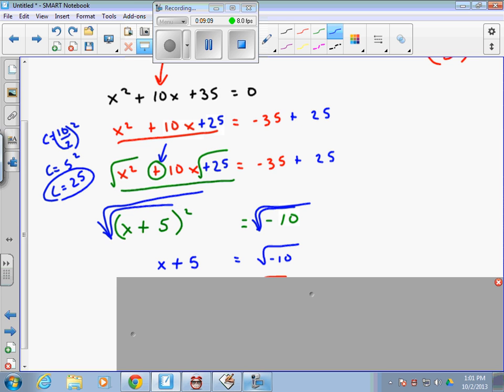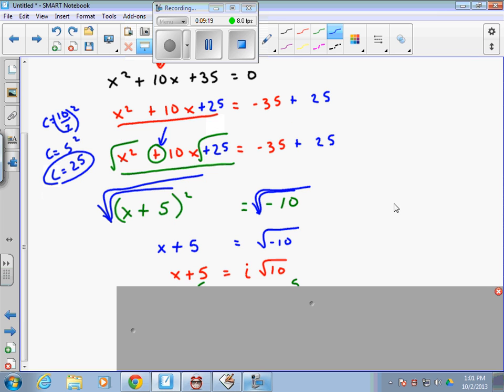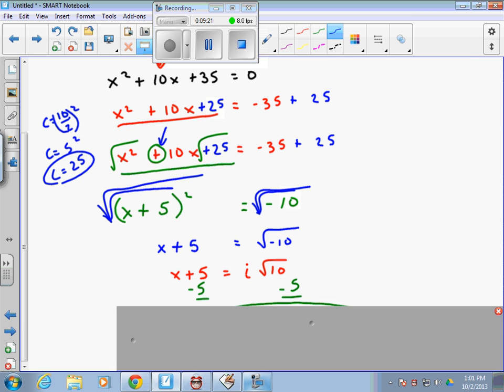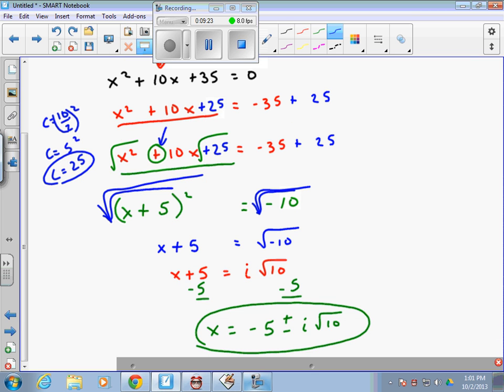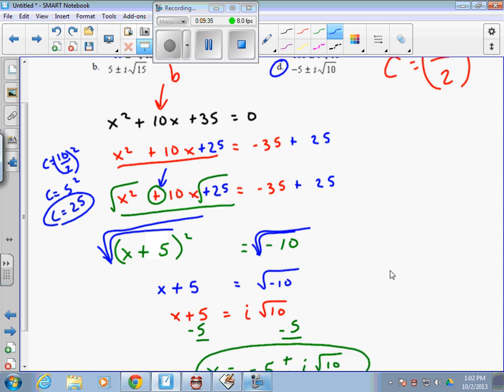But remember, you can't have a radical with a negative under it. So in order to take the negative from under that radical, you multiply it by i. So x plus 5 equals i times the square root of 10. Then get rid of plus 5 on the left by subtracting it. Do likewise on the right. X equals negative 5 plus or minus i times the square root of 10. That's D.